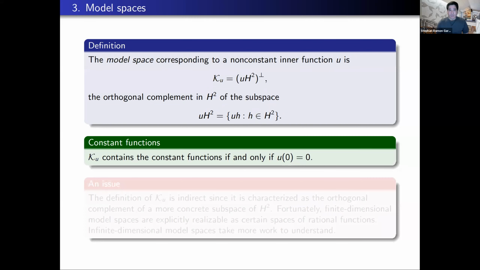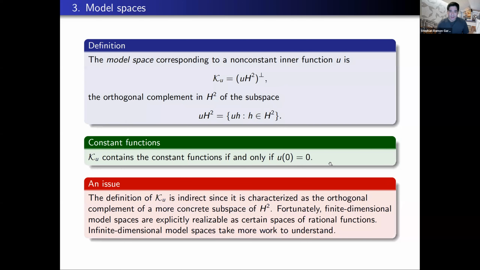So, an interesting fact that one can derive from the definition is that a model space contains the constant functions if and only if the inner function vanishes at the origin. In many applications, one sets things up so that U vanishes at the origin. This will come up quite a bit later. So just remember, the model space contains the constant functions if and only if the inner function vanishes at the origin.